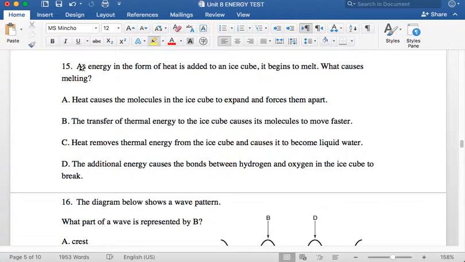Jumping down to 15. Remember, you can pause these if you need to have more time. Number 15. As energy in the form of heat is added to an ice cube, it begins to melt. What causes melting?